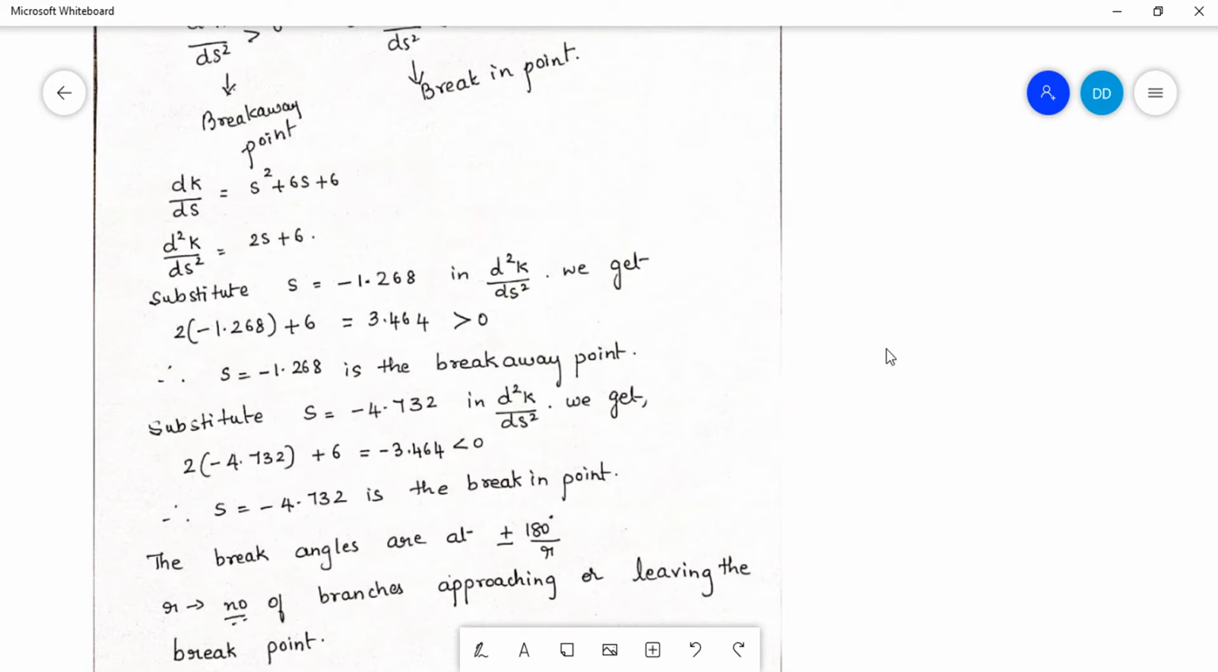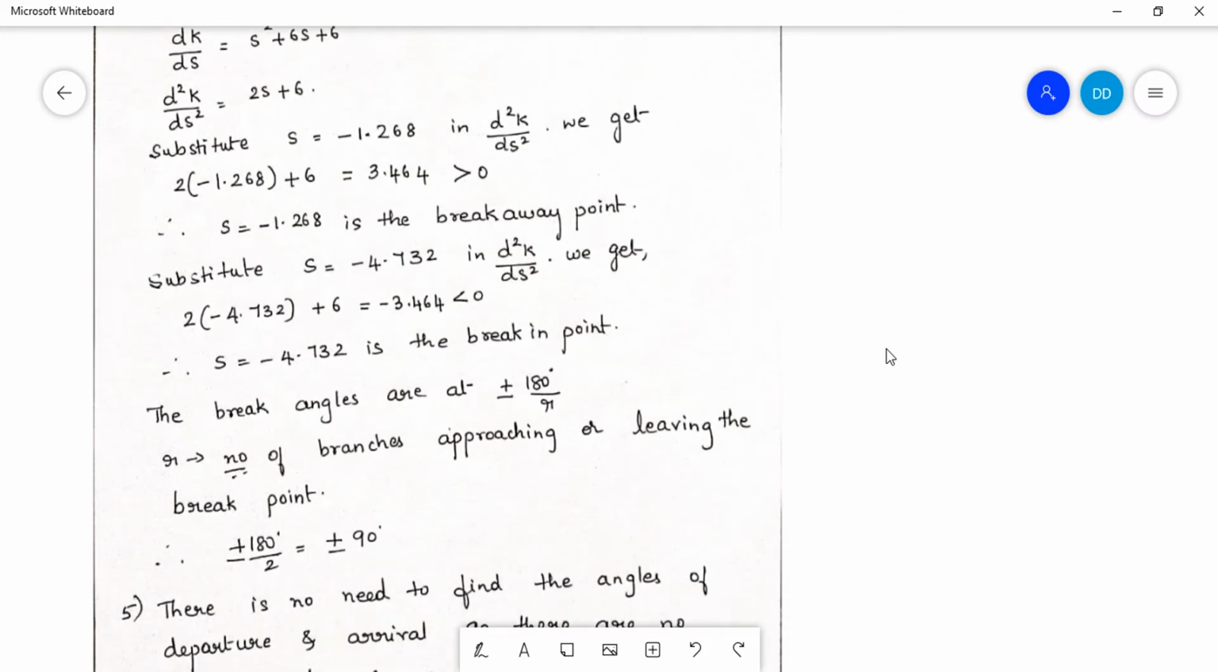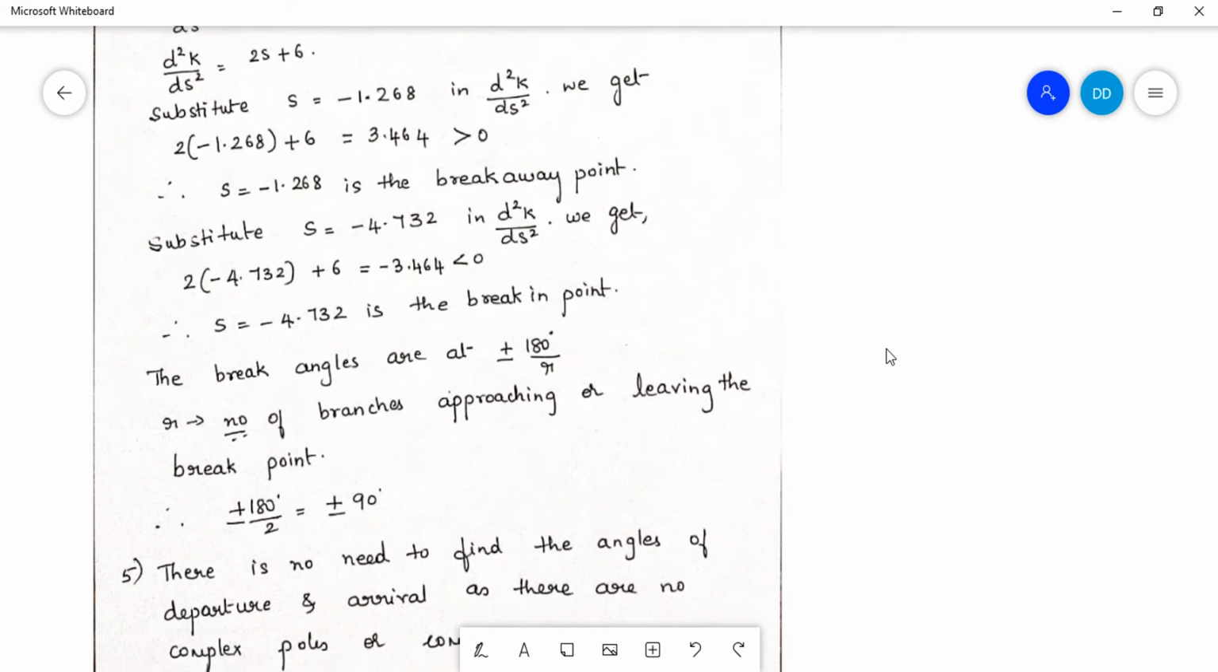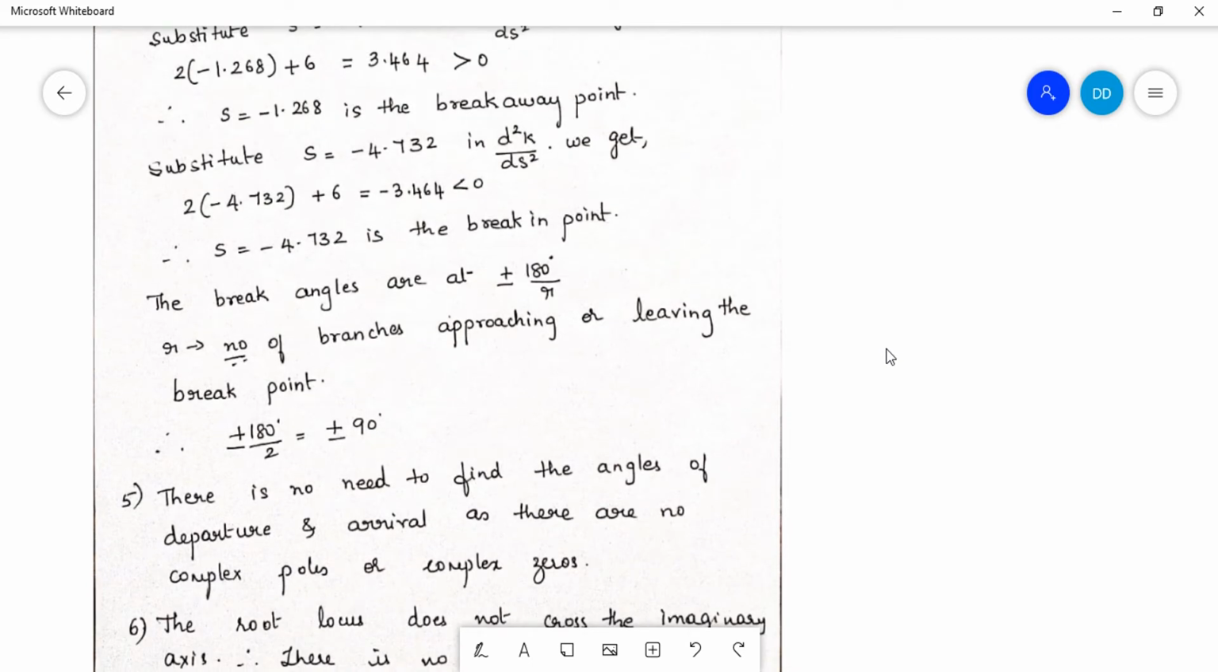So always remember, breakaway means the root locus branch from the real axis is diverting, whereas break-in means the root locus branches are entering the real axis. So it breaks at an angle plus or minus 180 degree by r, where r is the number of branches approaching or leaving the break point. So obviously you should have two branches. So it is 180 degree by 2, which is 90 degree. So at 90 degree it breaks the real axis.